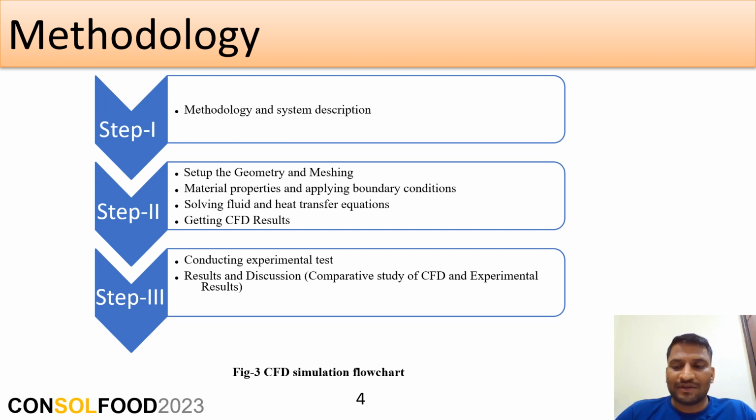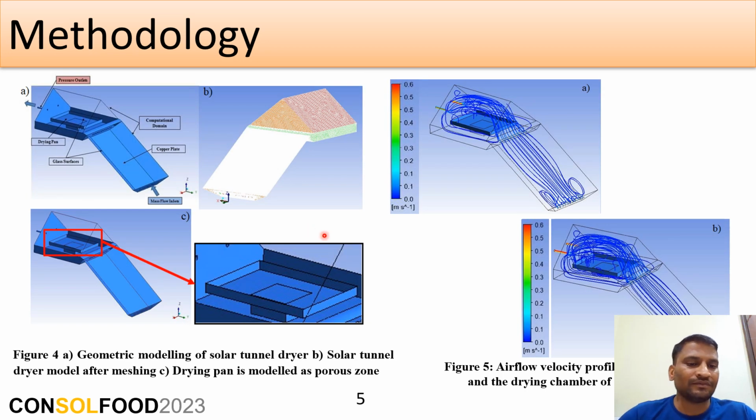During the experimentation, we loaded our solar dryer to its full capacity. Basically, we conducted the experimentation on two samples: the first one curry leaves and the second one coriander leaves. And finally, we compared the CFD results and the experimental results.